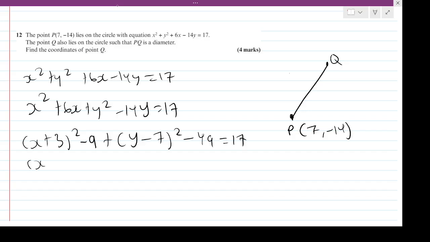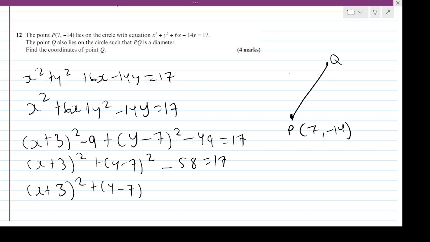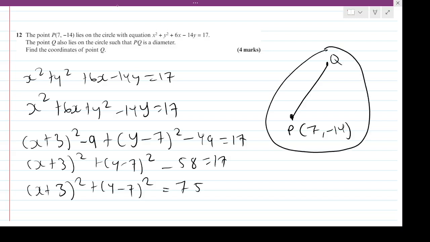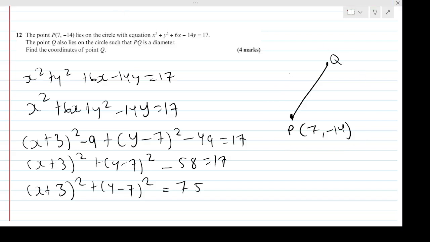Then we can add the numbers together: (x plus 3) squared plus (y minus 7) squared, then minus 9 minus 49 equals minus 58, equals 17. So therefore (x plus 3) squared plus (y minus 7) squared is equal to 17 add 58, and that's 75. Okay, cool. So then we can find the centre and the radius. But then let's go back to this, because we are going to need either the centre or the radius.